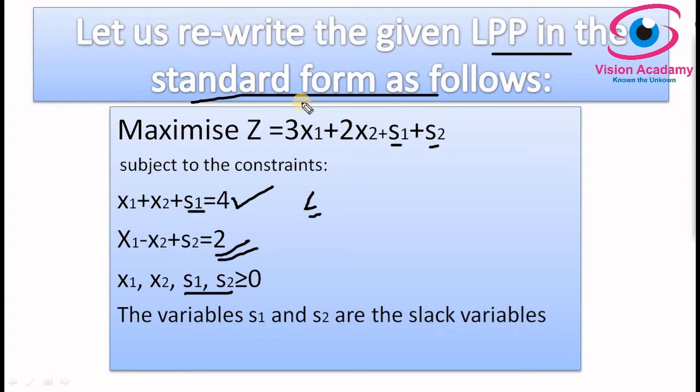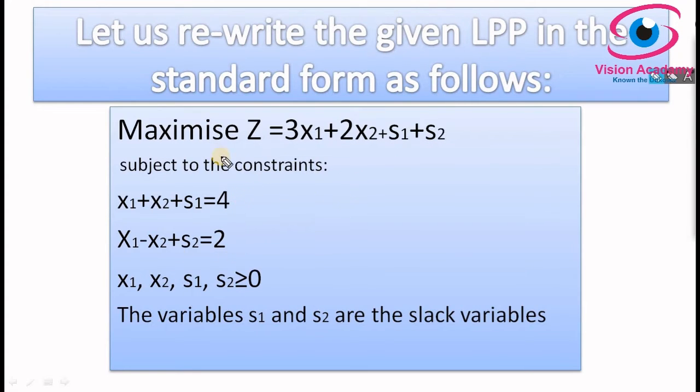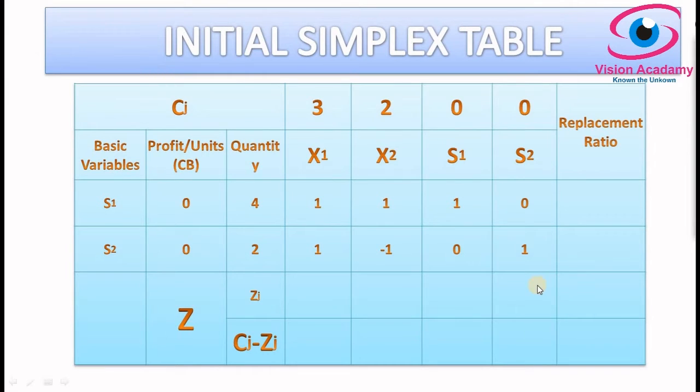Now we can solve the problem. As you know already, this information must be filled into the initial simplex table after the objective function, constraints, and the right side values, that is b1, b2. All the information we will fill into the initial simplex table. Let us see how we can fill that into the initial simplex table.